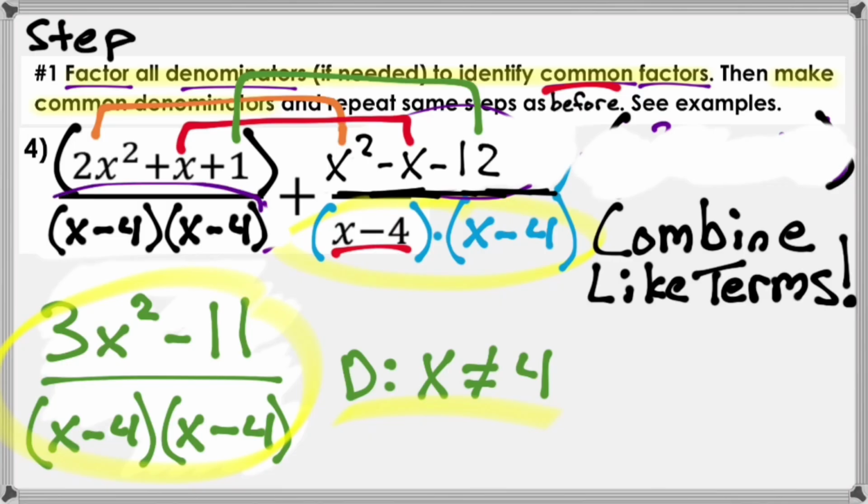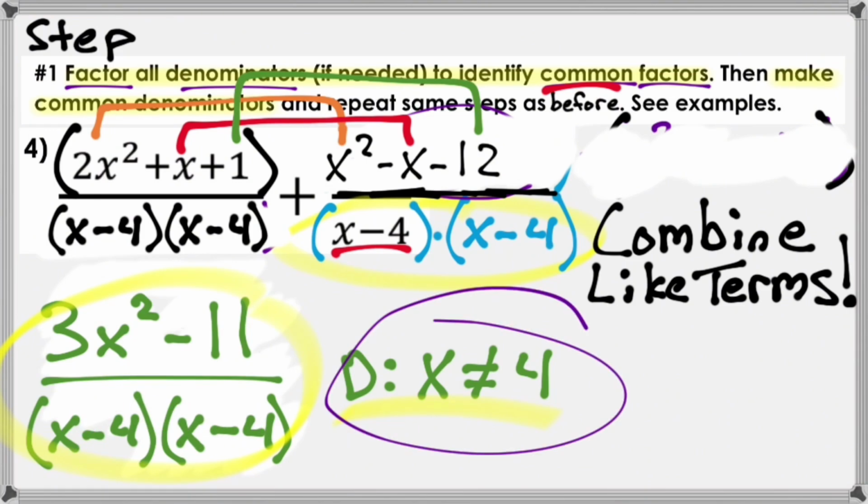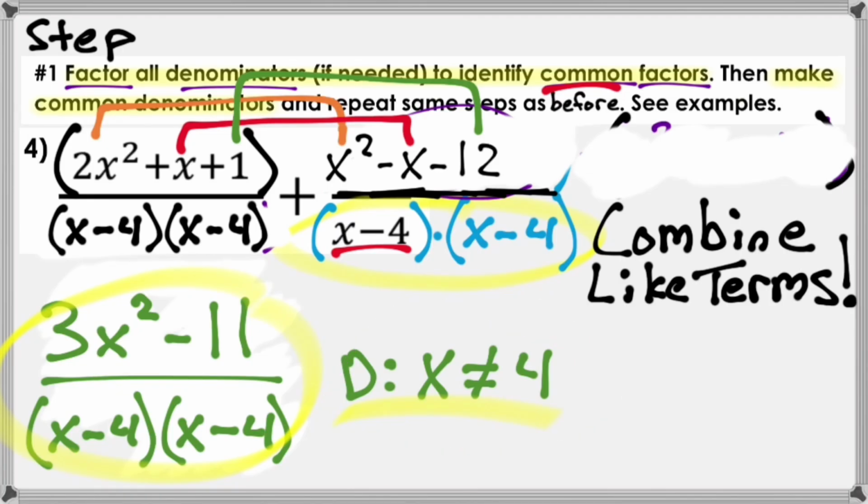And then you can just leave it as x minus 4 times x minus 4, or you could even multiply things back together and just get x squared minus 8x plus 16. That's fine if you do that as well. It really doesn't matter. But your domain restrictions would be x cannot be equal to positive 4 because that would make the denominator become 0.